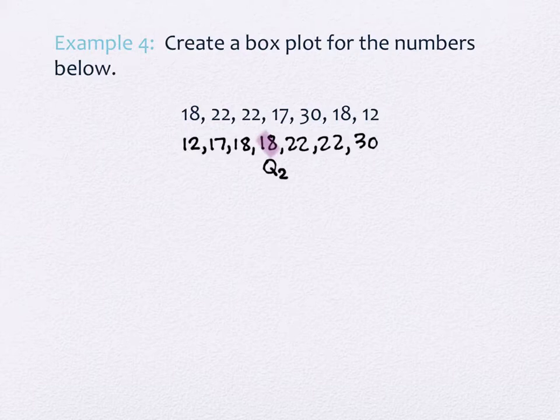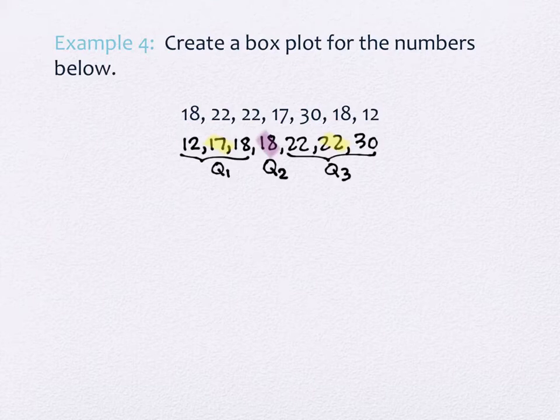When I'm looking for Q1, I'm finding the median of the first values, excluding the rest. So now that I'm finding the Q1, I'm looking only at 12, 17, and 18. What is the median of those 3 values? 17. So 17 is Q1. And I do the same thing for my upper values. What is the middle value there? 22 is Q3.